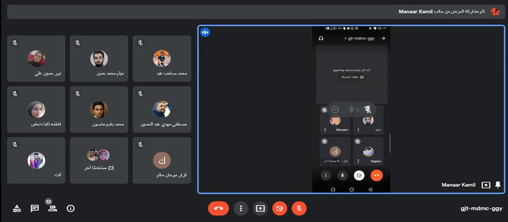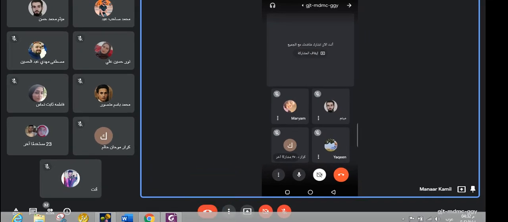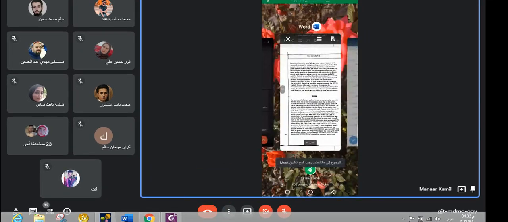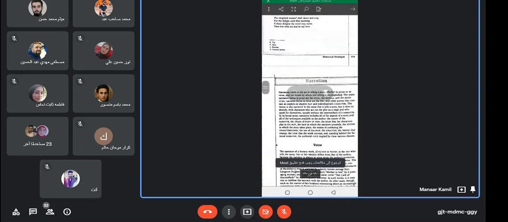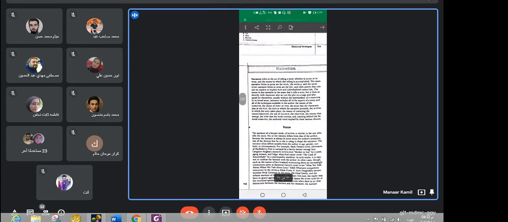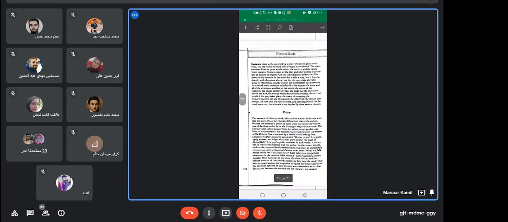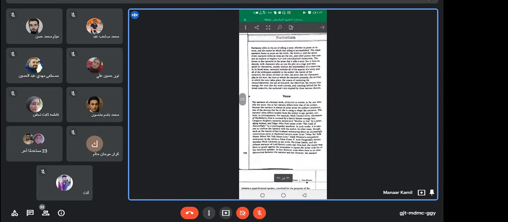Okay, today we'll start with the book I sent you yesterday. This book. We will start with page 112.